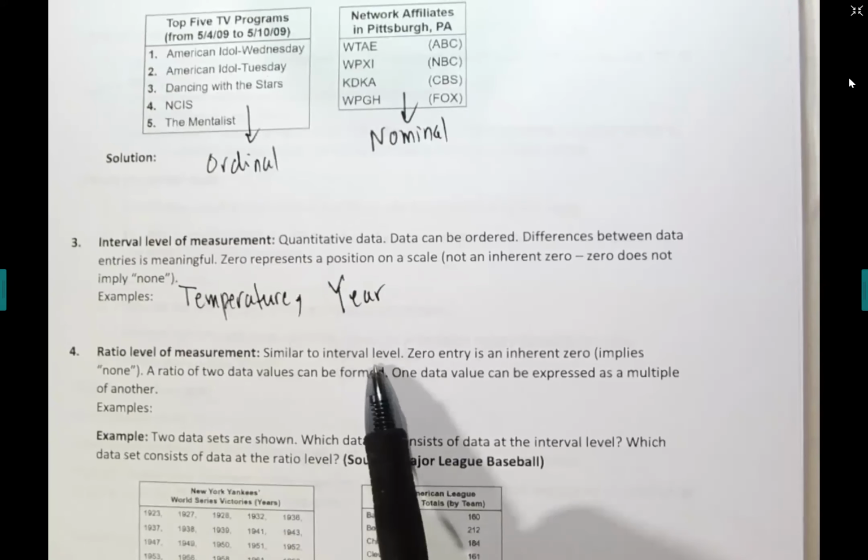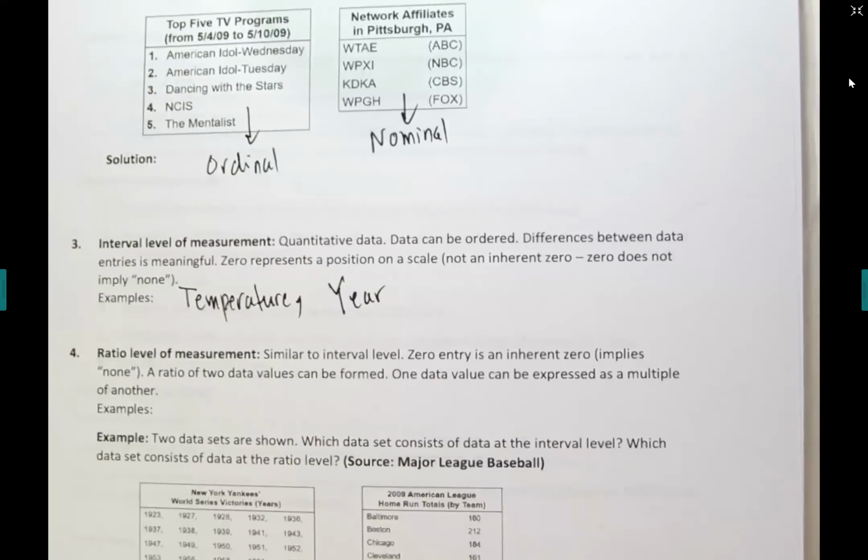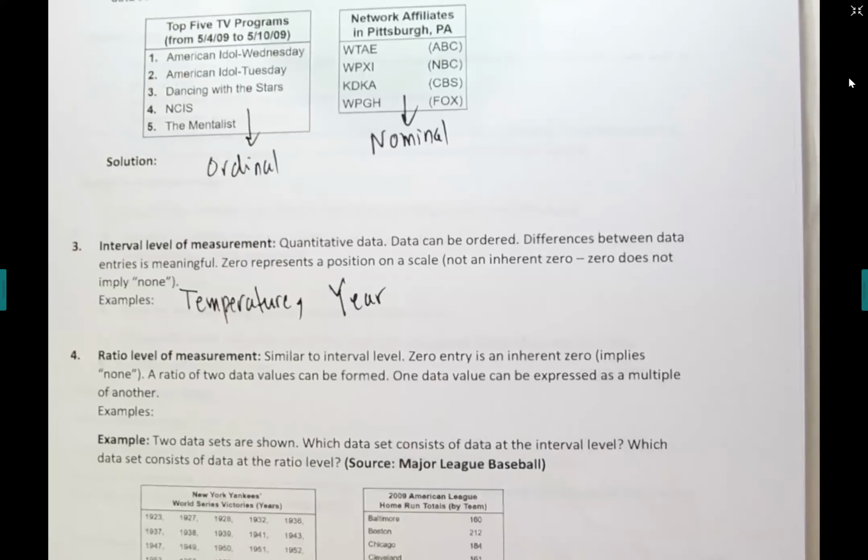It is similar to the interval level. So data is quantitative. You can do differences. The 0 means nothing at this level, guys. It's nothing. And you can compare data using ratios. So you can say 1 is twice as big or twice as small as another one. That's okay at the ratio level.